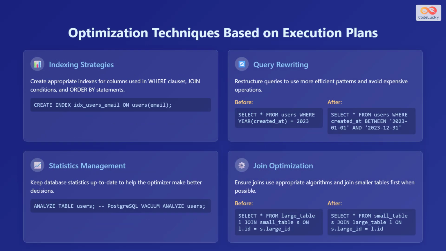Let's explore optimization techniques based on execution plans. The first technique is indexing strategies. Create appropriate indexes for columns used in where clauses, join conditions, and order by statements. The second technique is query rewriting. Restructure queries to use more efficient patterns and avoid expensive operations. The third technique is statistics management. Keep database statistics up to date to help the optimizer make better decisions. The fourth technique is join optimization. Ensure joins use appropriate algorithms and join smaller tables first when possible.